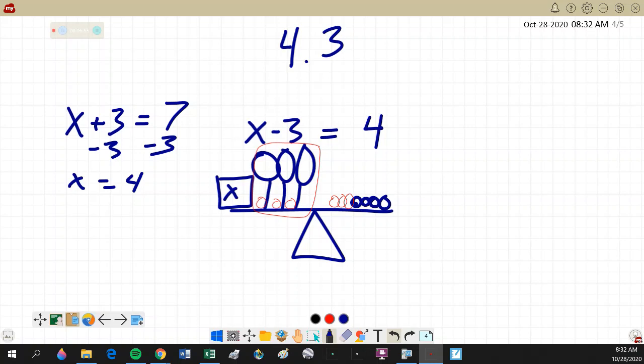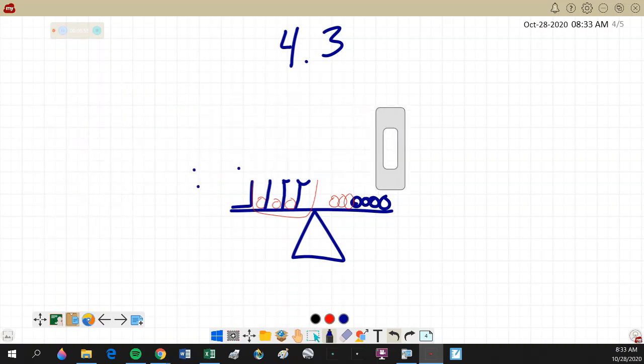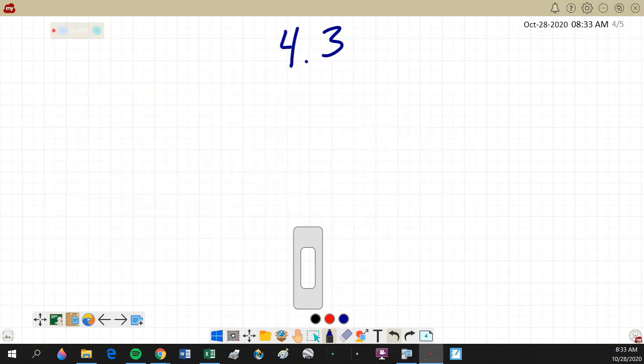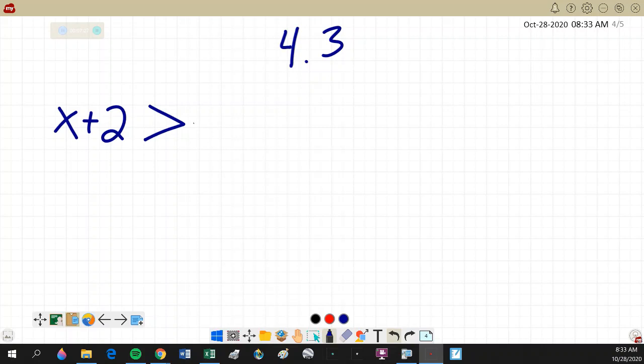So balloons pull up, rocks push down. And the reason I'm saying that is because what if we had this? What does that look like?